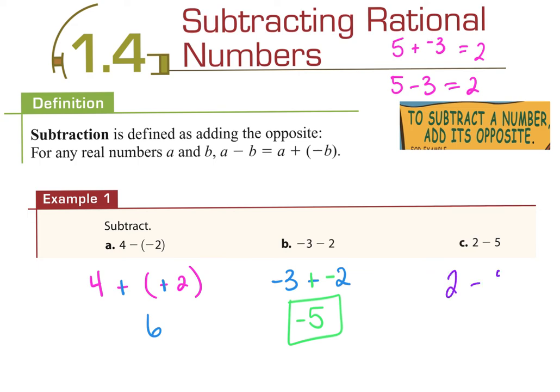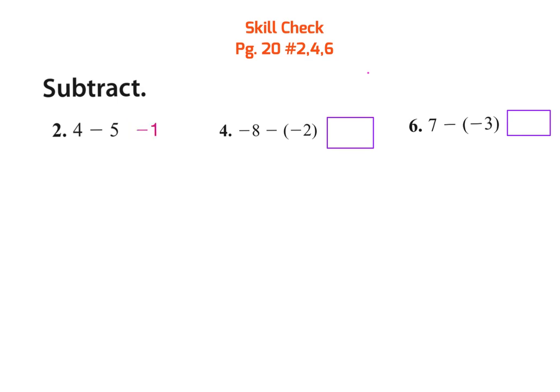2 minus 5. This is adding the opposite. So I'm going to say plus a negative 5. Different sign or same? Subtract. 5 minus 2 is 3. Which one was further away, positive or negative? There we go. So when you have 4 minus 5, you should have gotten a negative 1.